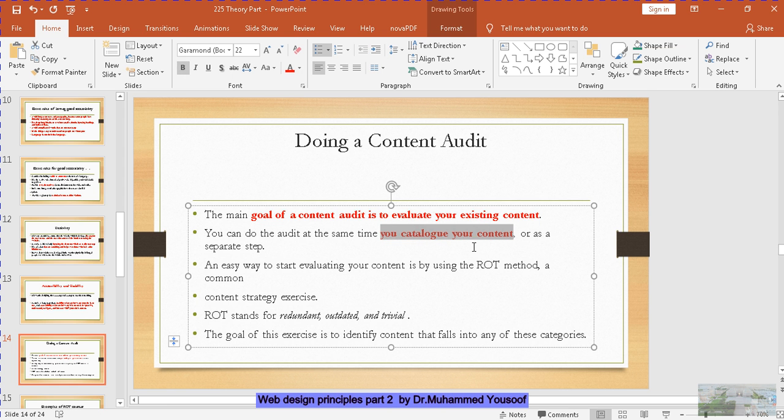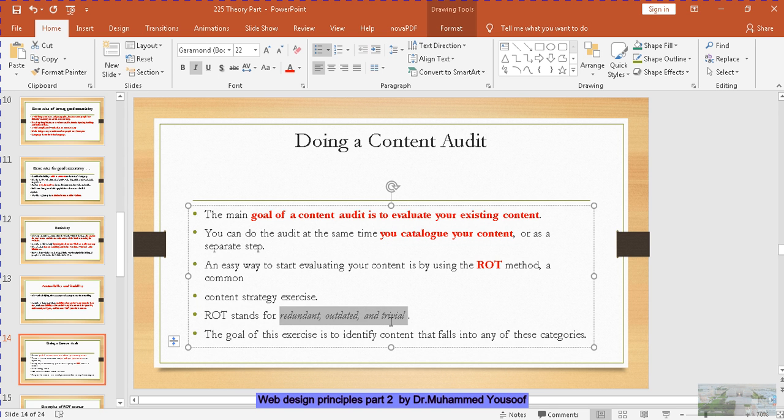There is a method used for doing the content audit which is called the ROT method. Let us try to understand what the ROT method is. This is the standard method used for doing a content audit. It is also called a content strategy exercise. What is the full form of ROT? It is given here: Redundant, Outdated and Trivial.